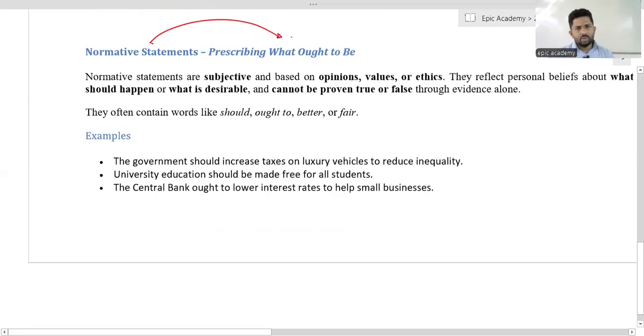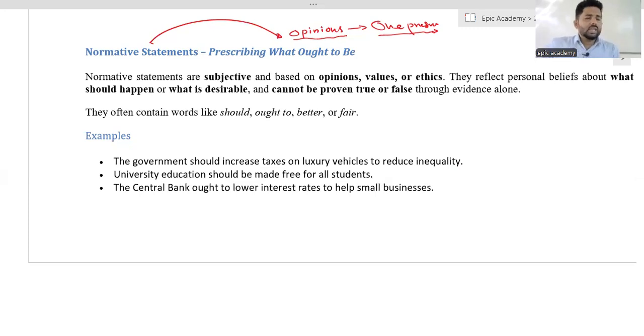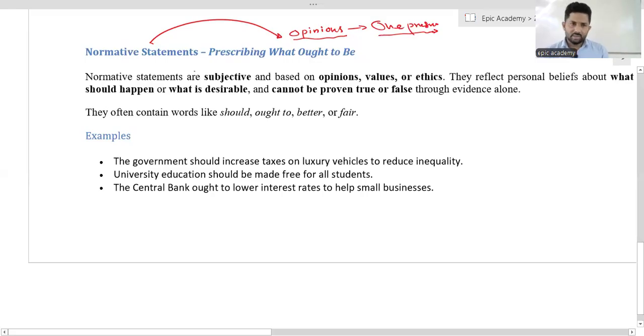So now you can identify this is an opinion. Opinion of one person. It is not a practical situation. It is not what happened in the economy. It is not what is happening in the economy. It does not describe what will happen in the economy. It is based only on the opinion of one person, based on values, based on ethics. But an actual situation is not based on opinion, values, and ethics. It is based on factors. It is based on determinants.